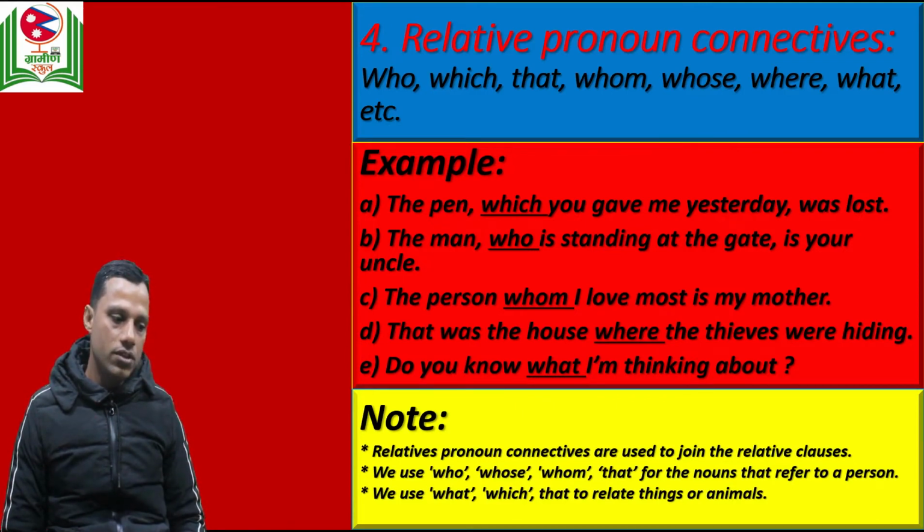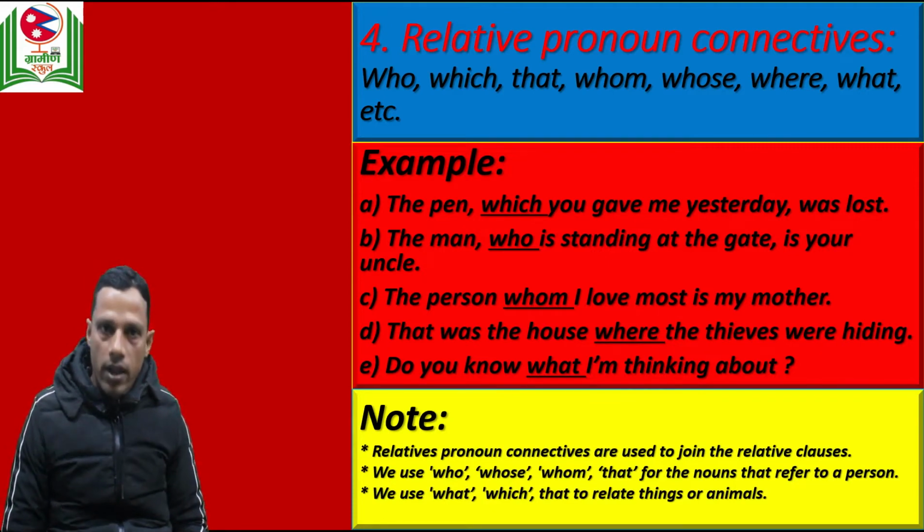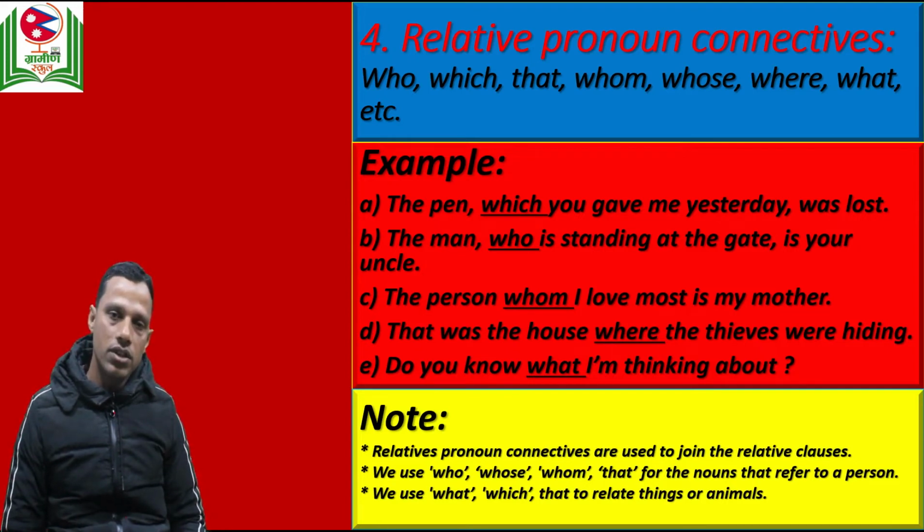Next point, we use who, whose, whom, or that for the nouns that refer to a person. Yes, in case of a person, we can use words like who, whose, whom, that, etc. Similarly, we use what, which, that to relate things or animals. In case of things or animals, or let's say objects, you can use the relative pronouns like what, which, that, etc. Did you get my point? Yes.